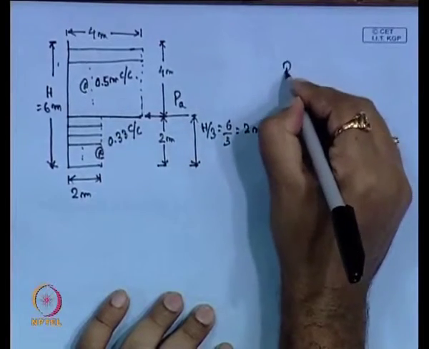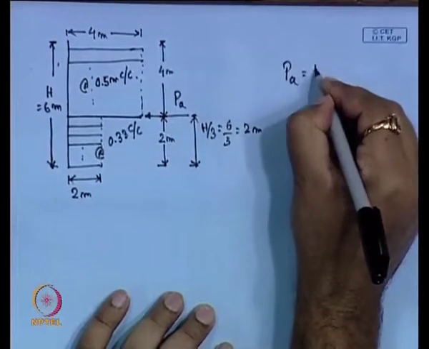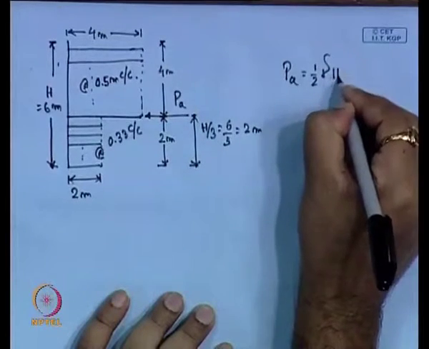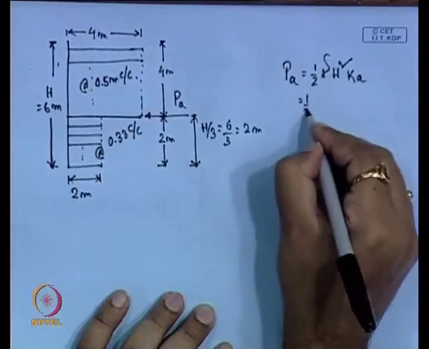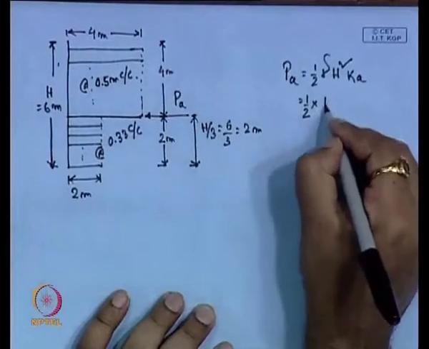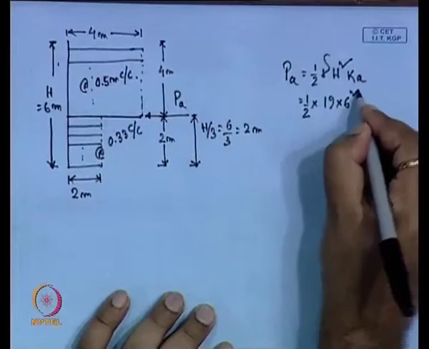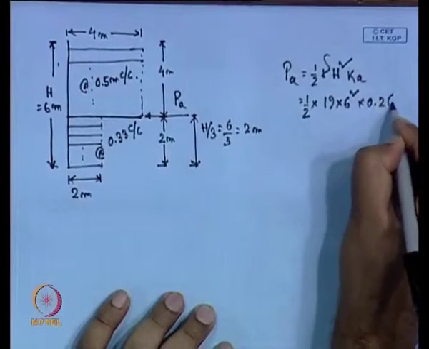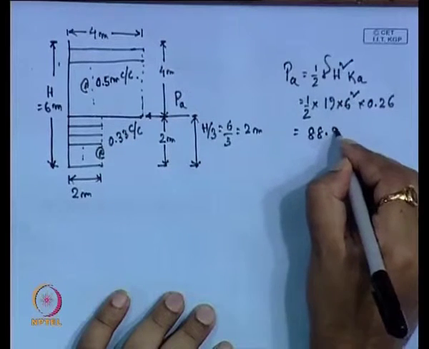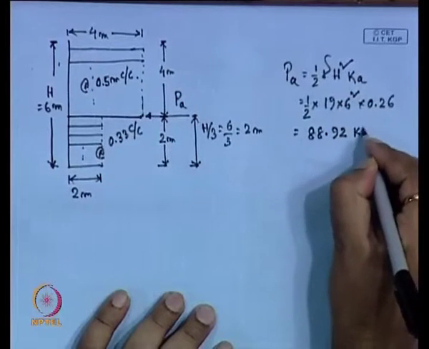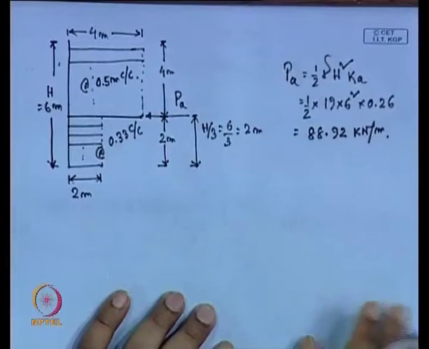Now, first we calculate P A. P A is half gamma H square into K A. So, half gamma, here we will consider 19, H is 6 square, K A is 0.26. So, this is 88.92 kilonewton per meter.